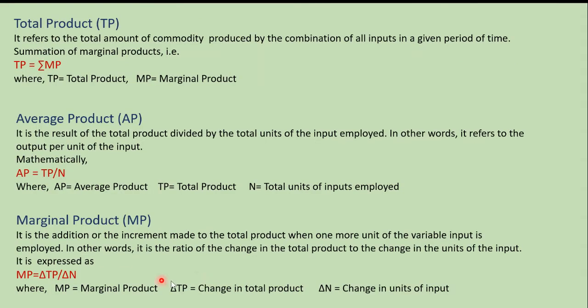Now let us see what is total product, average product and marginal product. What is total product? It refers to the total amount of commodity produced by the combination of all inputs in a given period of time. So total means it is the amount of commodities produced by combining all the factors of production.